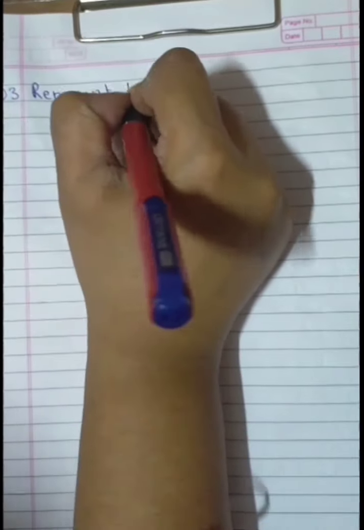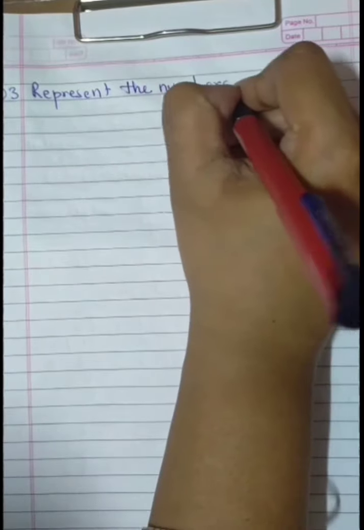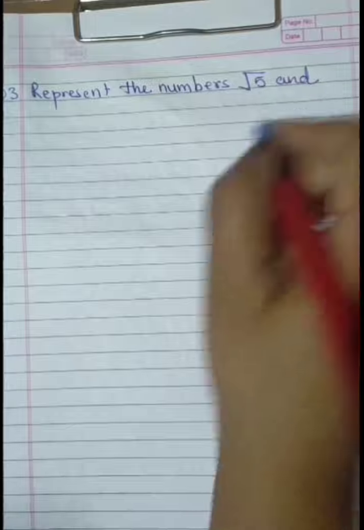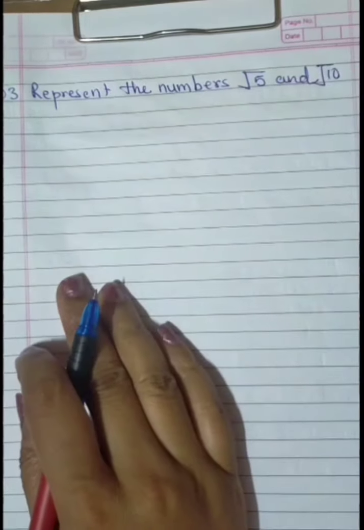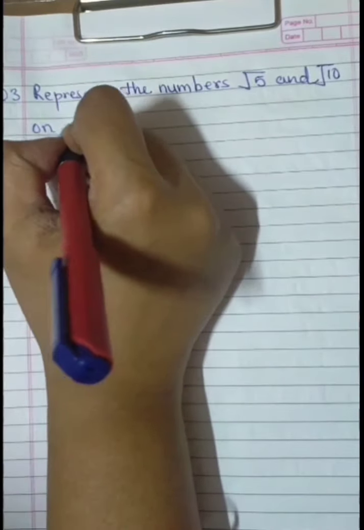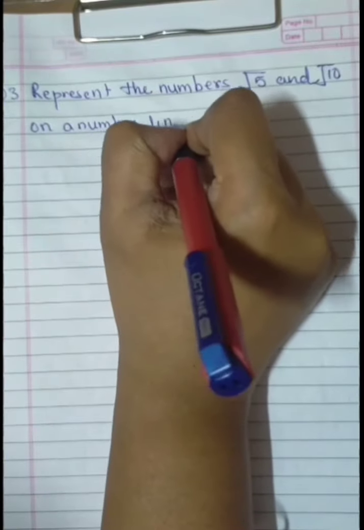Now question number 3 is: represent the numbers root 5 and root 10 on a number line.